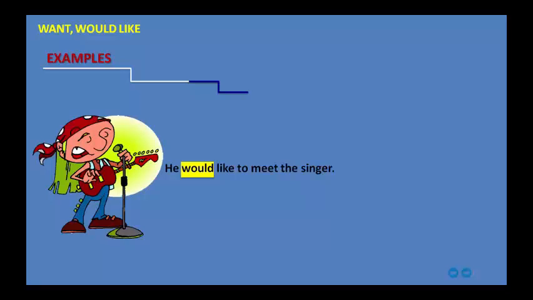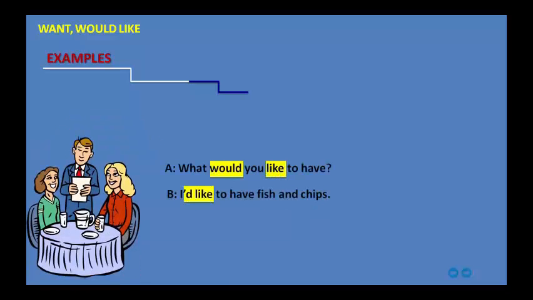Let's look at the examples. He would like to meet the singer. And there is an example dialogue. What would you like to have? I'd like to have fish and chips.